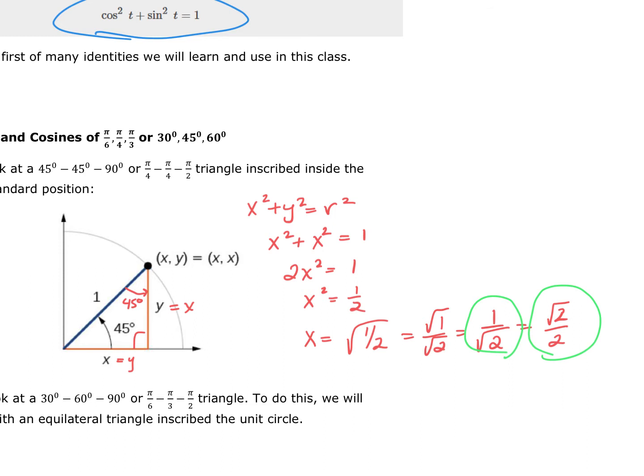And that tells me that when this is 45, the cosine of 45 degrees is going to be the square root of 2 over 2, which is the same thing as the sine of 45 degrees. Or if you'd rather, the cosine of pi over 4 equals the sine of pi over 4, which equals the square root of 2 over 2. So now we found our first exact value, for the pi over 4.